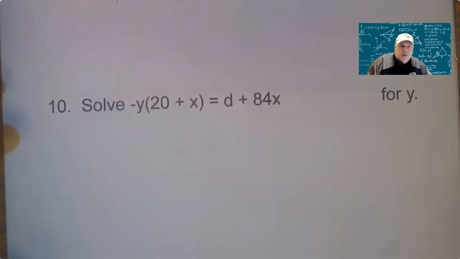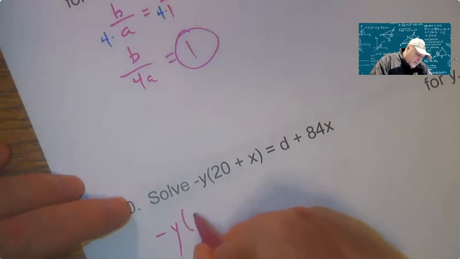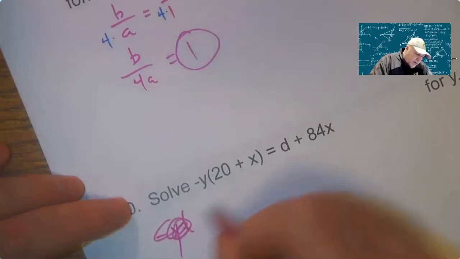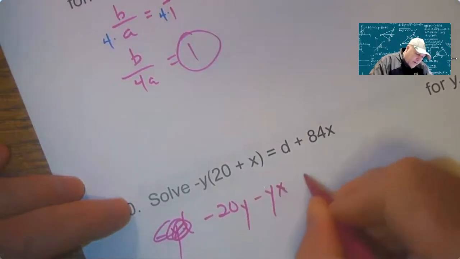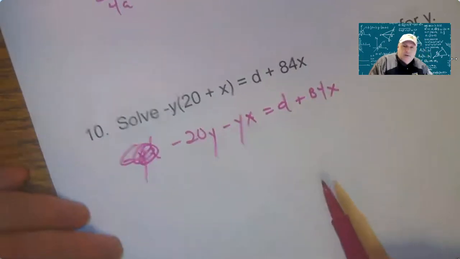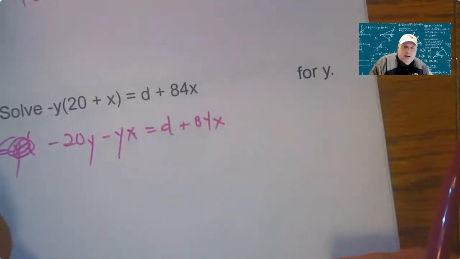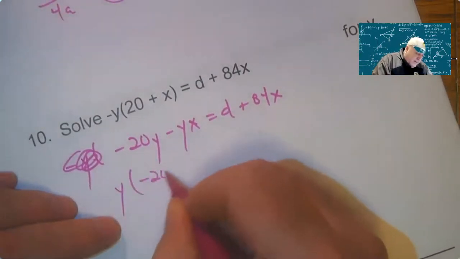Okay, number 10, same thing as last time. We're going to multiply the negative y in here. Let me start again here. Negative 20y minus yx equals d plus 84x. So we do have the terms that contain y on one side, and then we just want to factor out the y.